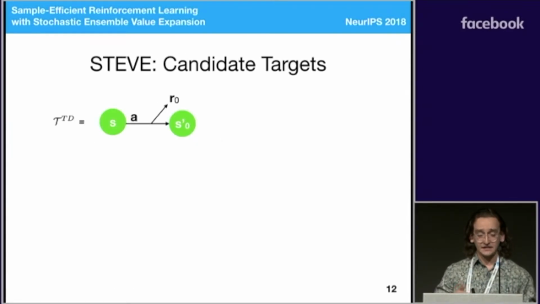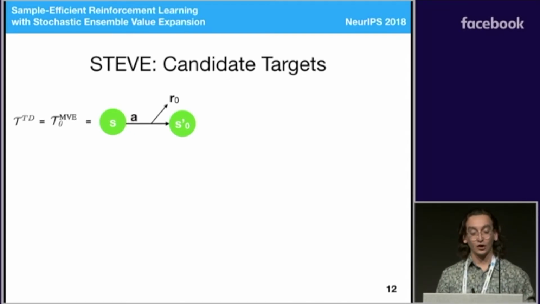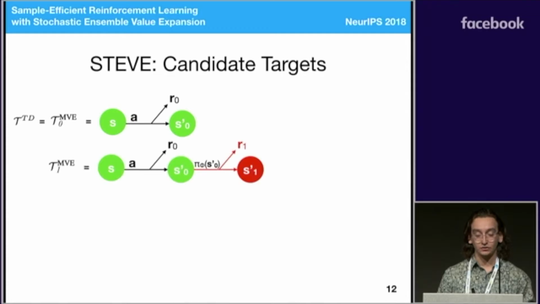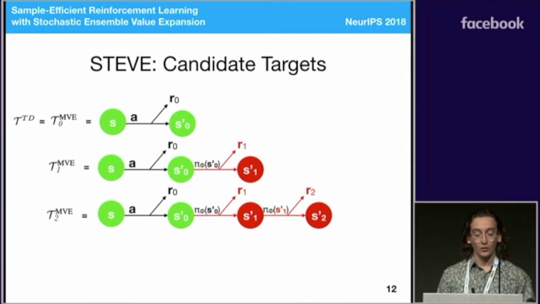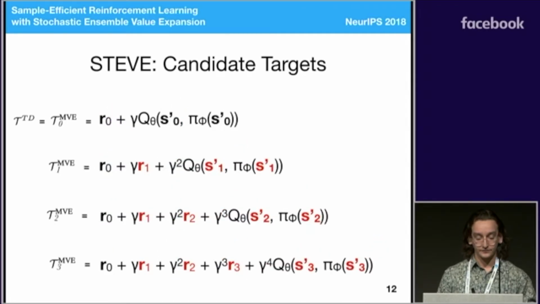So these MVE targets at many different horizons we refer to as candidate targets. First, notice that the TD target is actually equivalent to the MVE target with a rollout horizon of 0. We can then get our other candidate targets by extending this for each horizon up to some maximum, rolling out one step at a time. Written as equations, these simply correspond to the various n-step targets.